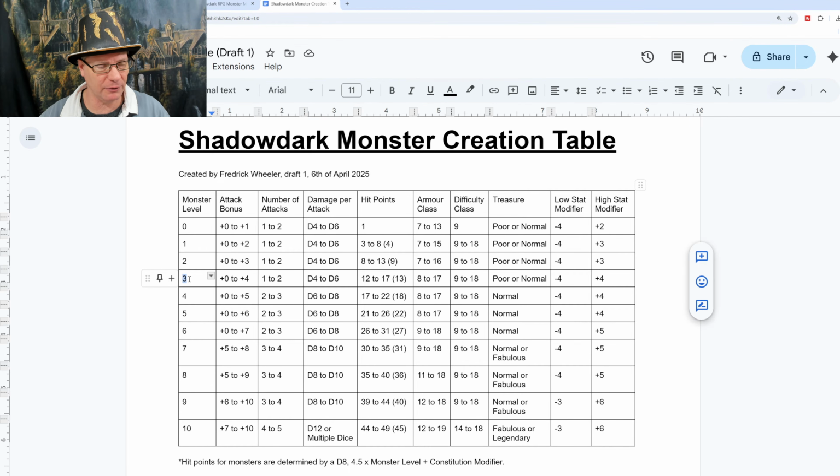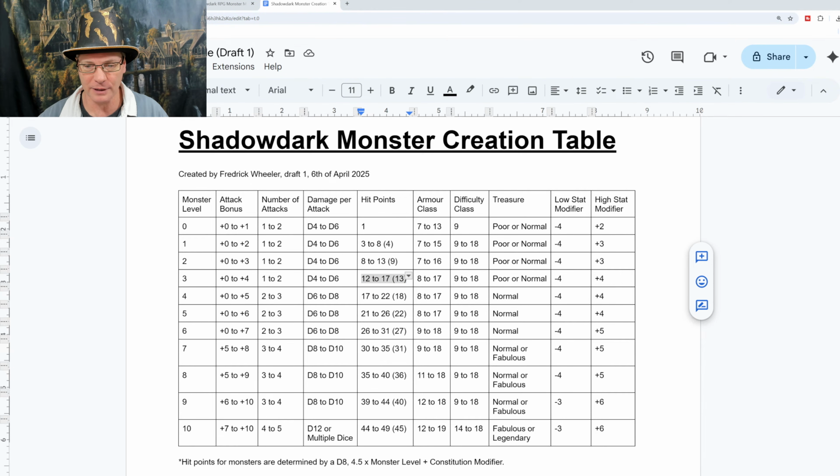So it's a level 3 monster, and we need to determine how many hit points it's going to have. It's going to have between 12 and 17 hit points. But there is a formula that's very specific for figuring out the hit points for a monster in Shadowdark, and that is a d8. So you take the average of a d8, which is 4.5, multiply it by the monster level, and add the Constitution modifier only once, no matter how many monster levels there are. That's it. It's nice and simple, not confusing.